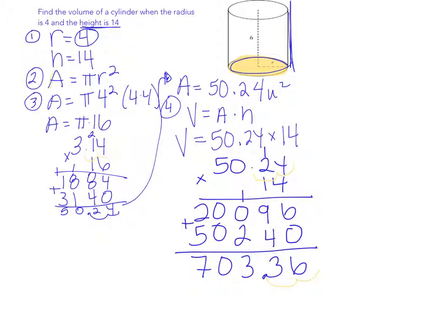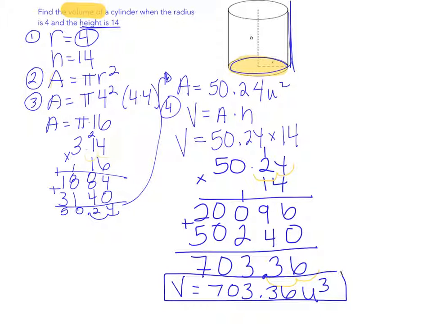Now I'm ready to write my final answer. I'm going to look back at my problem. Okay, what was I solving for? I was solving for volume. So in my last step, I need to have volume equals 703 and 36 hundredths units cubed. And I need to box my answer, and this was my step number 5.